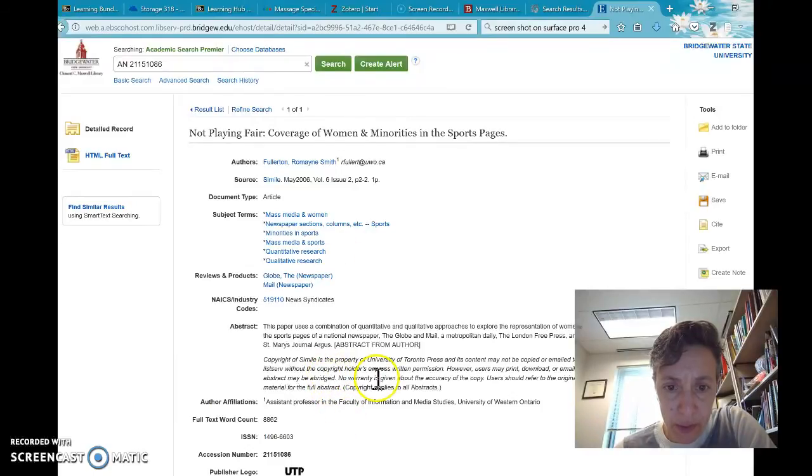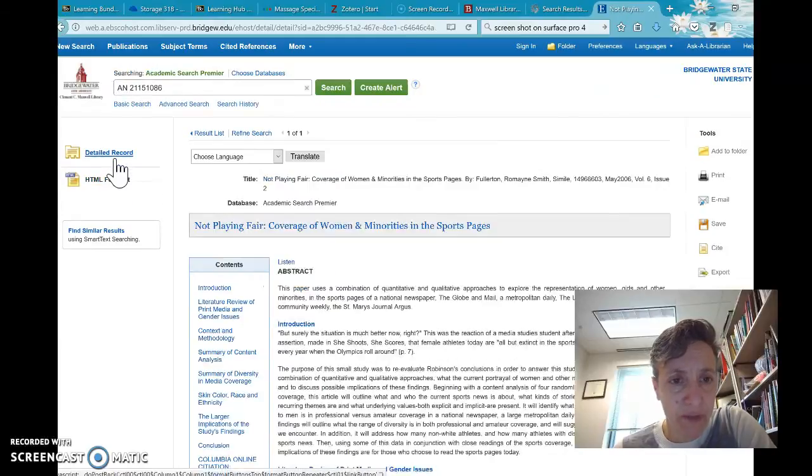This journal looks like property of University of Toronto Press. If we go over here, we can see there's full text that's in HTML, but it's not in PDF. You want to try to find ones that are in PDF if you can. Let's click this and see if the library can find this full text for us.